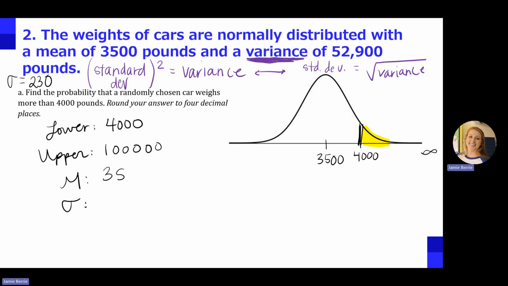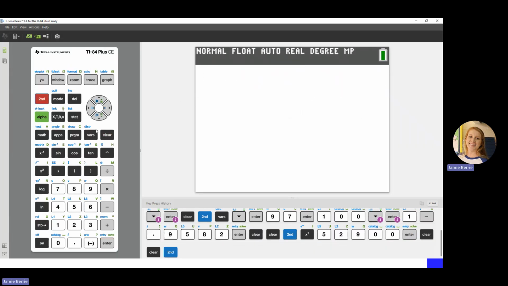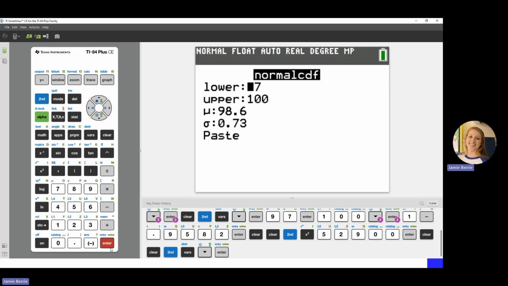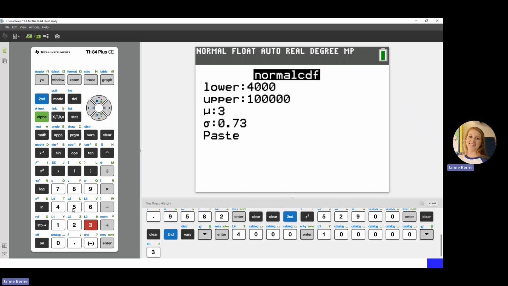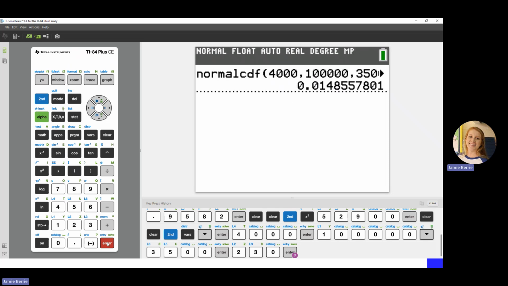All right, and then my mean, they told me was 3,500, and then we figured out that the standard deviation was 230. So let's plug this in. Clear this out. Go to second bars, normal CDF. Lower bound was 4,000. Upper bound, just do a really big positive number. I'm doing 100,000. Our mean was 3,500 and our standard deviation was 230. Go ahead and paste that and then hit enter again to run it.